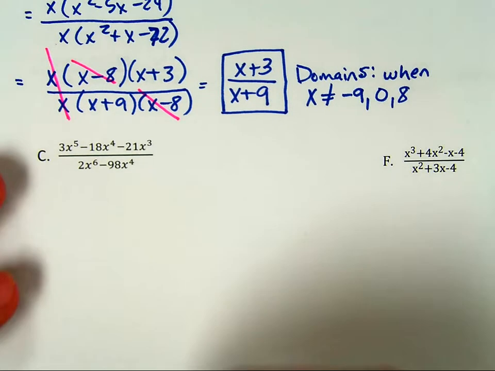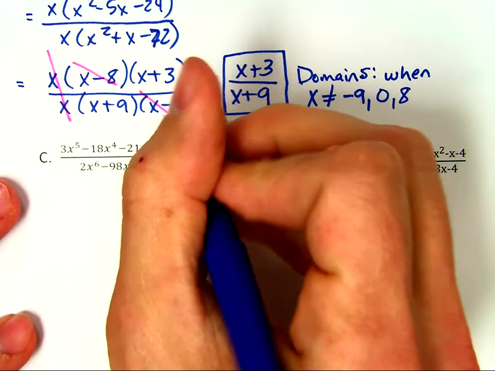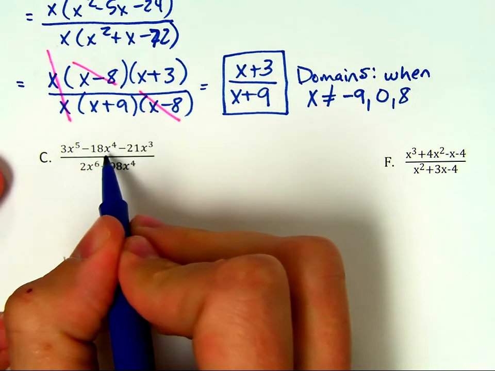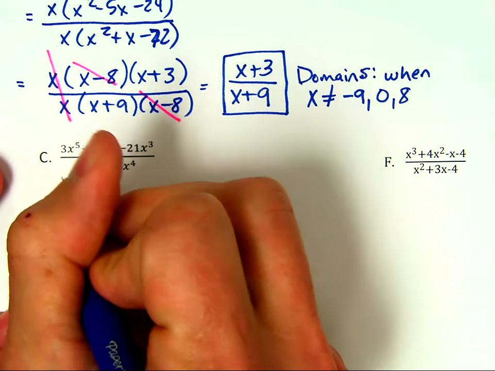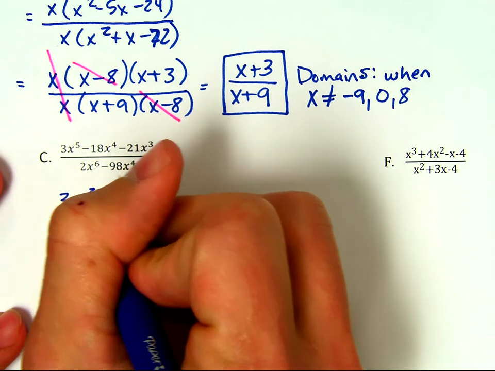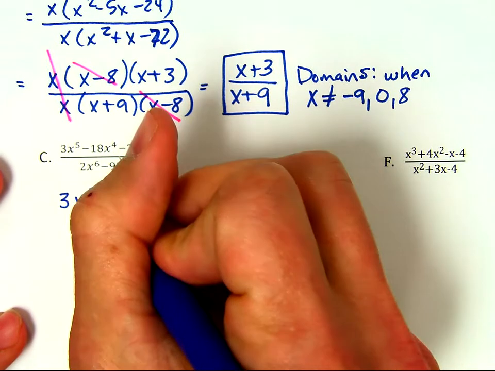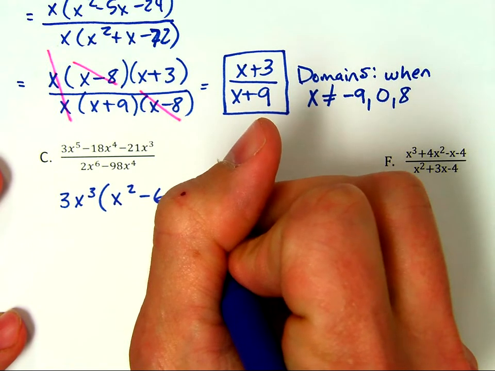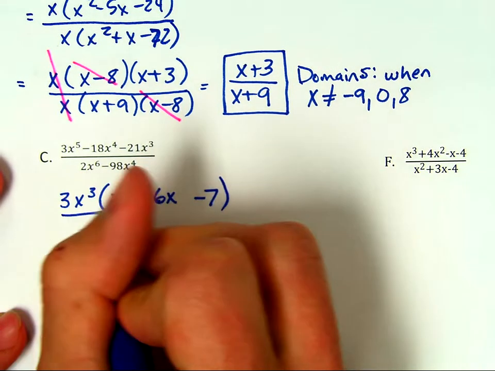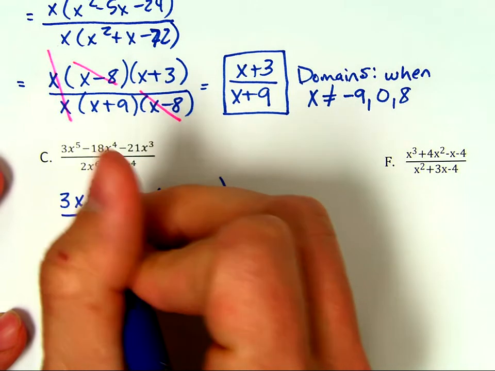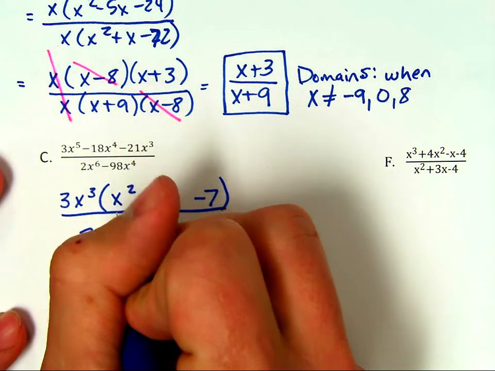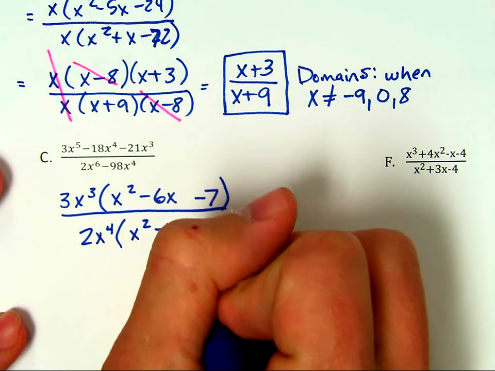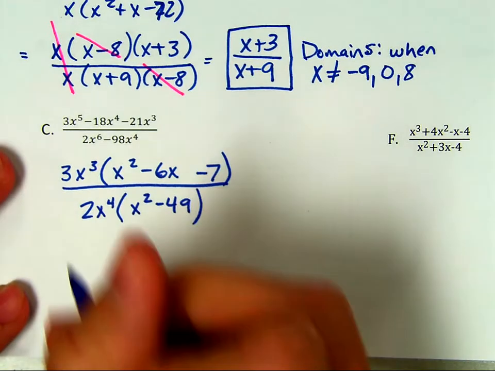Okay. So for C, I'm going to go ahead and take out a GCF. 3x to the 5th minus 18x to the 4th minus 21x to the 3rd looks like it's 3x to the 3rd. I take that out and I end up with x squared minus 6x minus 7 in the numerator. The denominator, we have a GCF of 2x to the 4th, and I end up with x squared minus 49. Okay. We continue to factor.